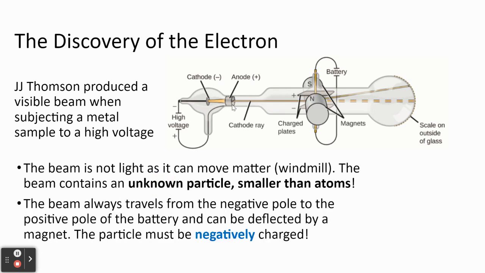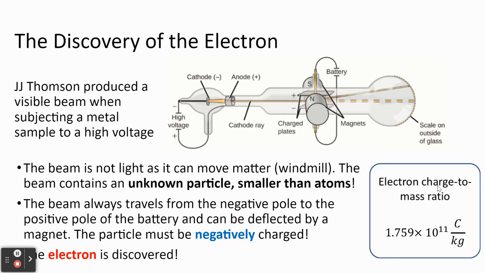Now, that beam always flowed from negative to positive. And when it was subjected to a magnet, it was always pulled towards the positive side of that magnet. They concluded that the particle must have a negative charge, and the electron was discovered. J.J. Thomson also came up with the charge to mass ratio of an electron as being 1.759 times 10 to the 11th coulombs of charge per kilogram of mass.